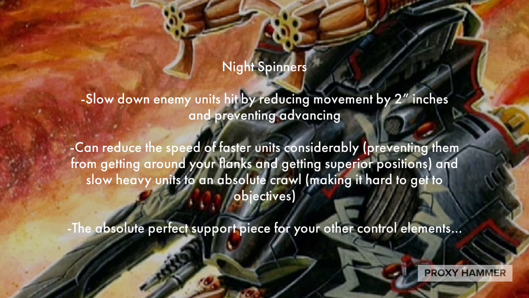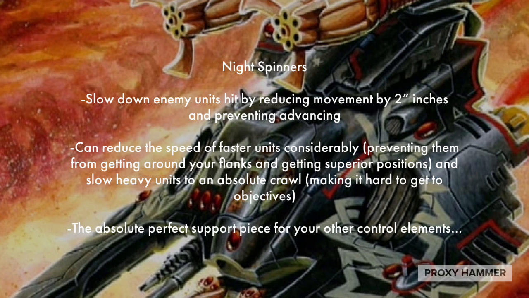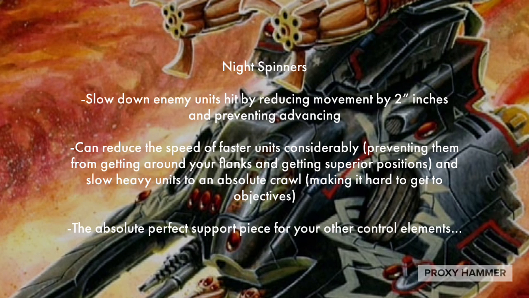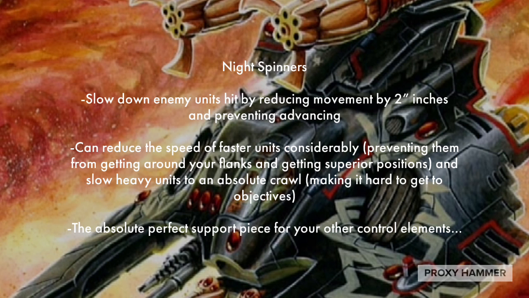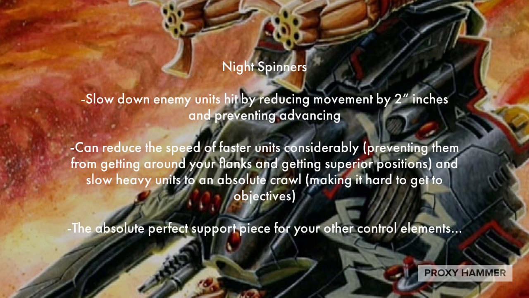And this is an extremely powerful ability on a unit that has indirect fire. If this thing had direct fire, it would be much less powerful, right? Because you would need line of sight to that unit, which means you would need to make the Night Spinner vulnerable. But because it has indirect fire, it can basically hit anything on the board. And what this means is you can counter one of the biggest weaknesses of control-based armies, which is really fast units that do a lot of damage. So you can reduce the speed of faster units considerably, preventing them from getting around your flanks and getting better positions on you. And you can slow heavy units to an absolute crawl, making it hard for them to get to objectives in the first place.